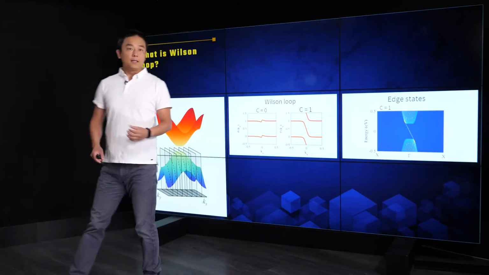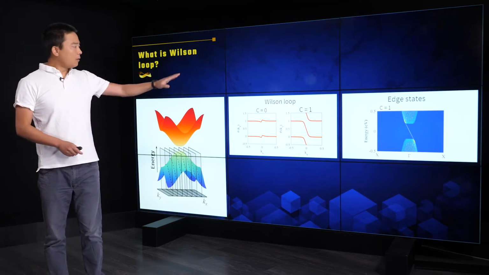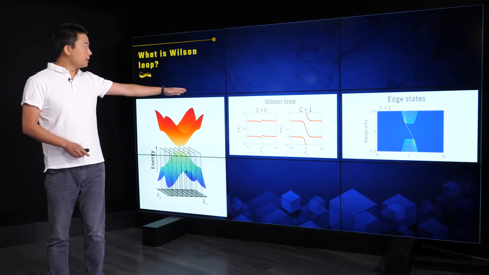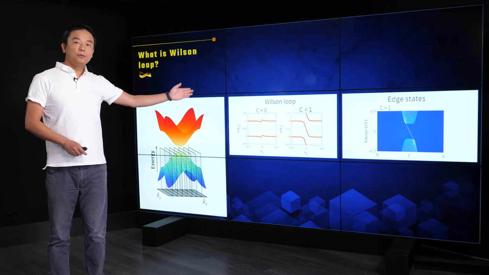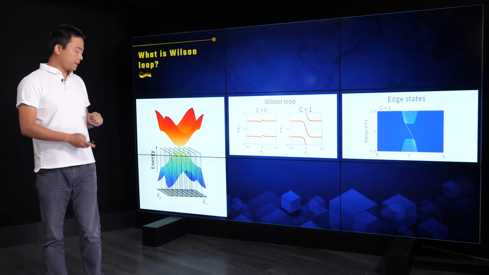This chiral edge means the electron only moves in one direction. And more important, what you see is the Wilson loop shape is topologically identical to the edge state dispersion.